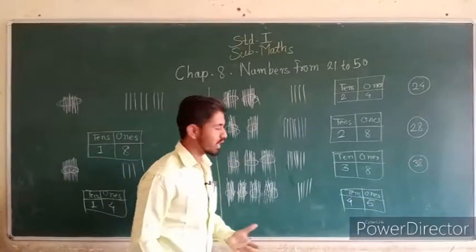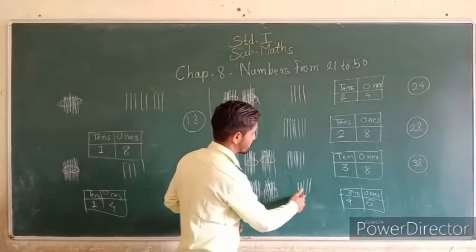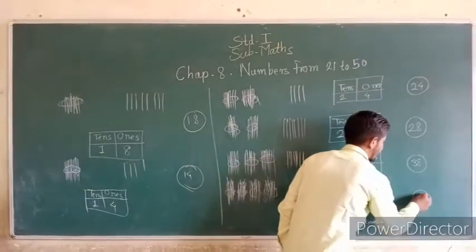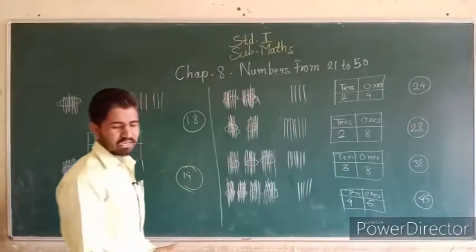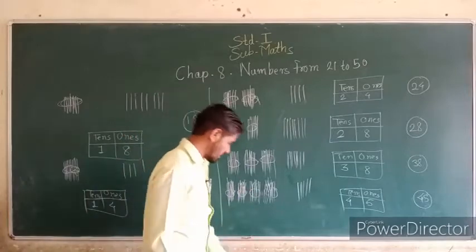So which number do we get? First we will count the bundles: 10 20 30 40, 41 42 43 44 45. So we get the number 45. So we have to write in that circle 45. Like these, examples are given. These examples you have to solve, like this.